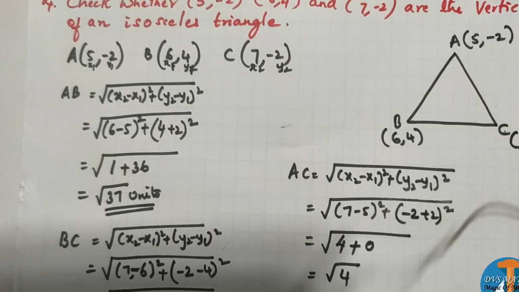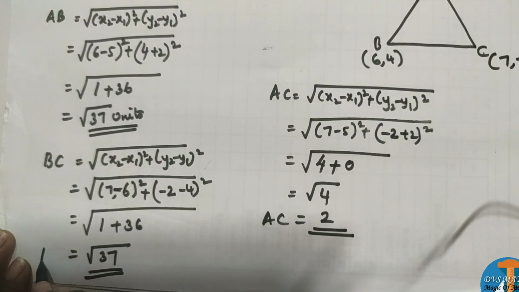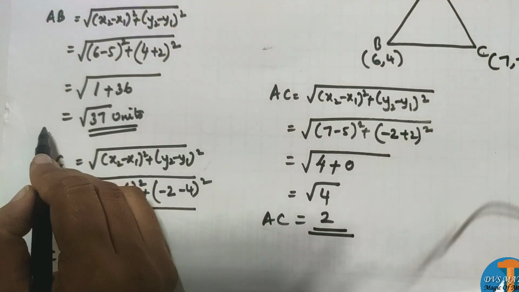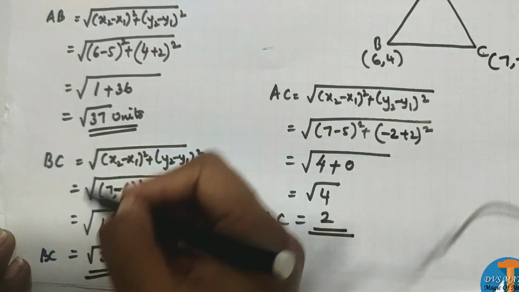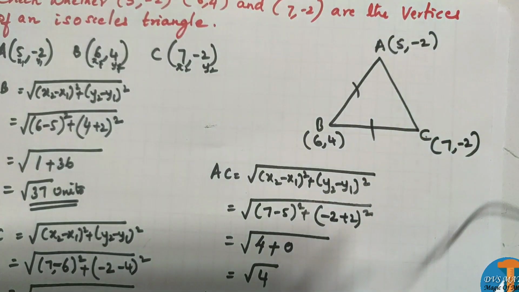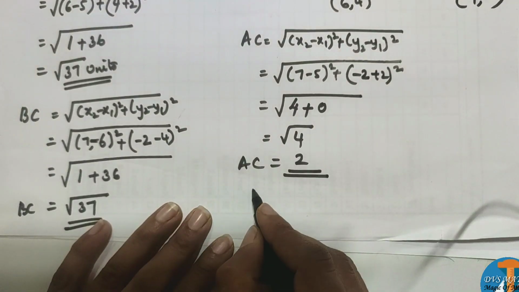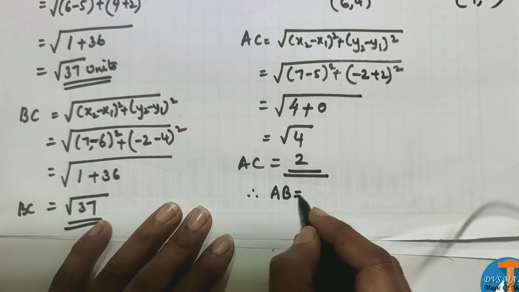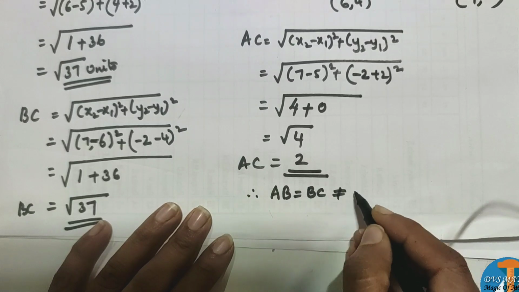Square root of 4. What is the answer? Square root of 4 it is 2. BC it is 37. AB it is 37. That means you have got two sides equal, right? AB ಮತ್ತೆ BC ನೋಡಿ ಇಲ್ಲಿ ಇವಾಗ ಇವೆರಡು sides equal ಅಂತ ಬಂತು. ಅವಾಗ ಏನಾಯ್ತು? Yes, if you get any two sides are equal, then it is isosceles triangle. You can write it as therefore AB equals BC which is not equal to AC.